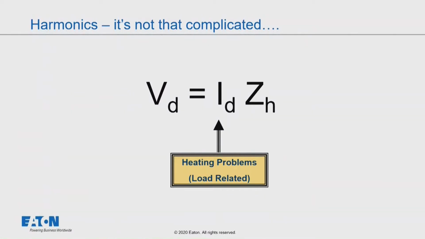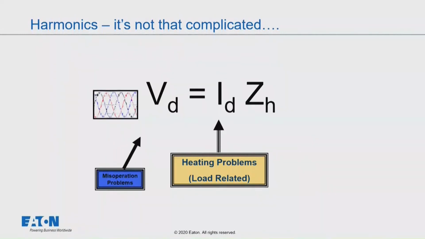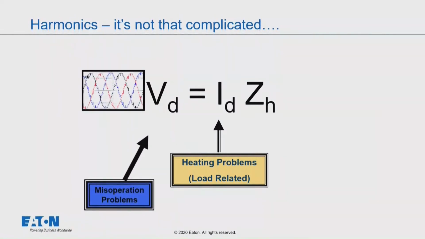Now, as we add current distortion, the more current distortion you add, the more you're going to distort your voltage. So the more you distort your voltage, the more you might have misoperation and other problems. The more you distort your current, the more you might have heating and issues around that.